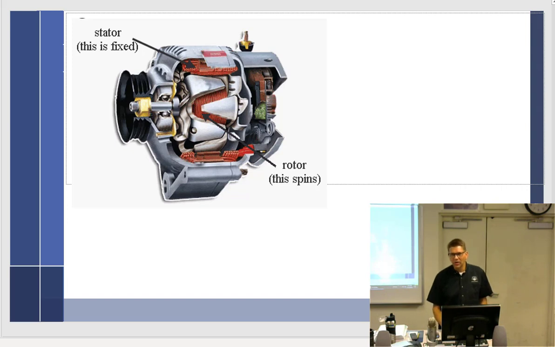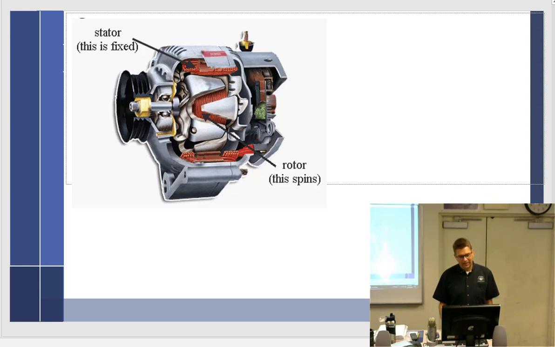So in a generator, where is the electricity produced? In the stator or the rotor? In a generator, where is the electricity produced? The spinning part or the not turning part? The turning part. Let's hear it: the armature. So in a generator, that's how it works.